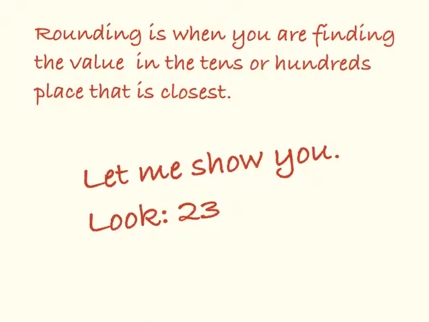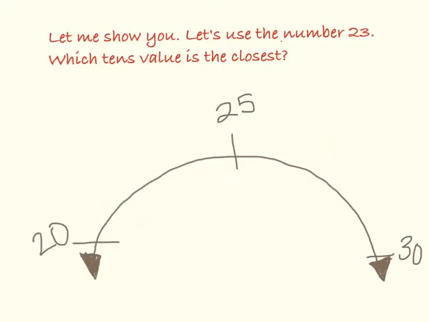This time we're going to look at the number 23. All right, so if we have the number 23, and we have a curved number line right here that starts at the number 20 and goes to the number 30. At the top, we have the number 25. Let's find out where 23 goes. So we're going to have a mark here. This one would be 21, 22, 23. 23 would go right here.